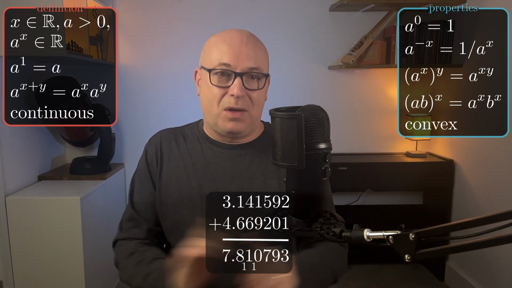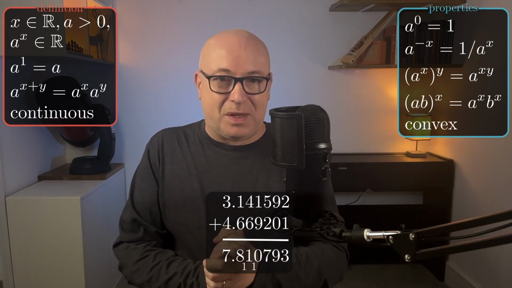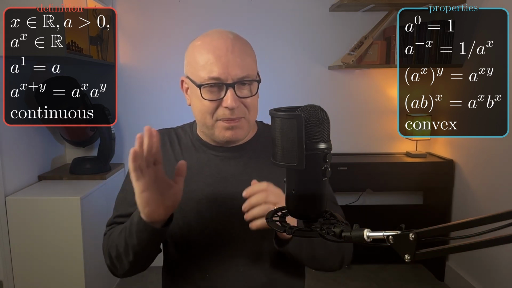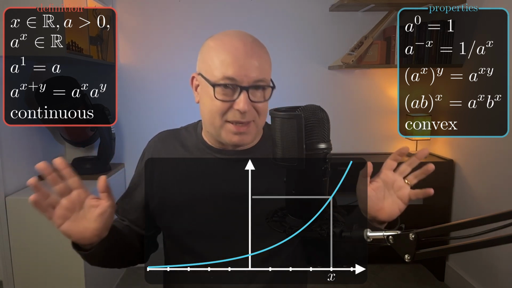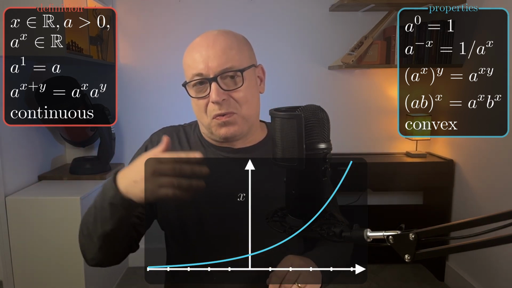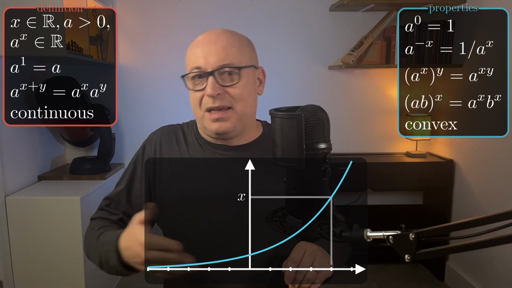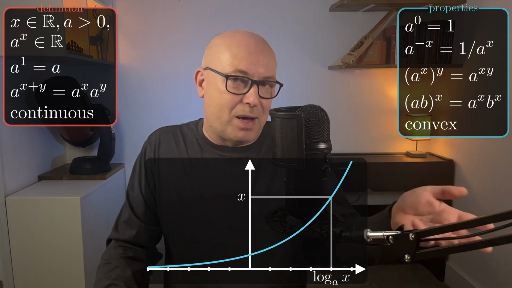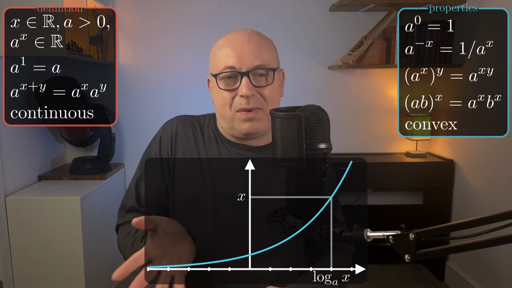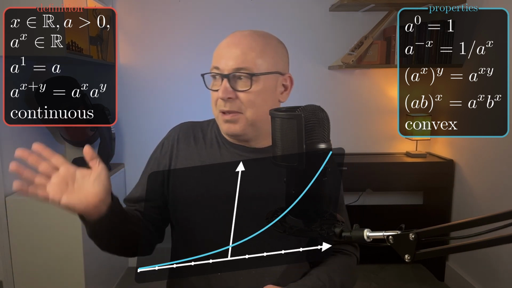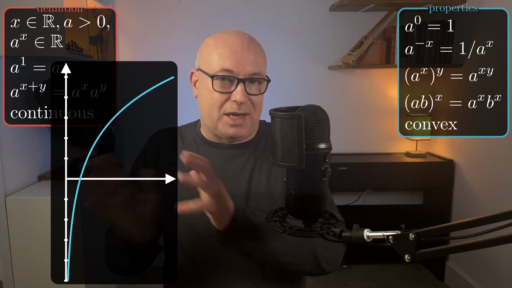Fortunately, logarithms come to the rescue. The logarithm base a is the inverse function to exponentiation with base a. So y is log of x if x equals a to the power of y. So in particular, our plot of the logarithm is just the same as the exponential, but flipped to exchange the x and y axes.